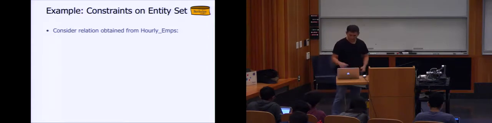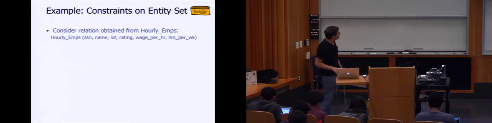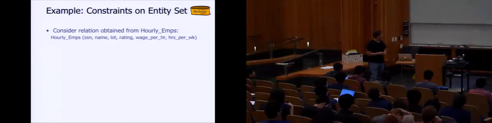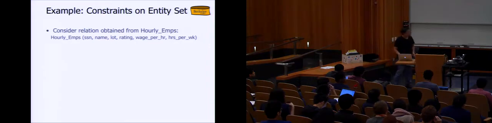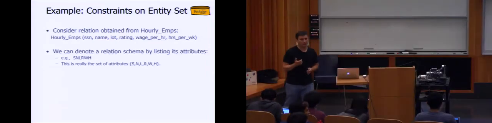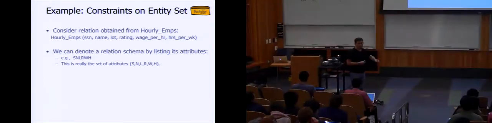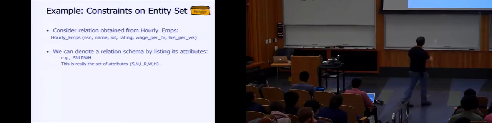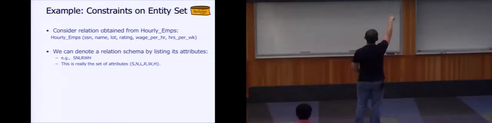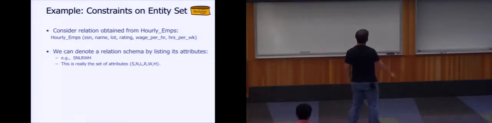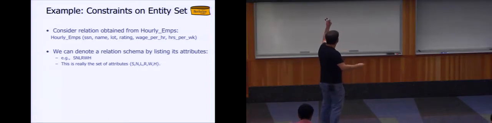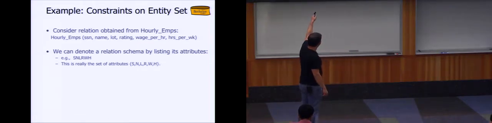Okay, so let's consider this relation that we had in the book of hourly employees. Hourly employees have a social security number, they have a name, they have a parking lot, they have a rating, they have a wage per hour, and then they have a number of hours that they work per week. Just for shorthand, we're going to write down the schema for this thing as just a string of capital letters, each capital letter corresponding to one attribute. This is going to save us a lot of writing and typing. So instead of writing SSN, name, lot, rating, wage per hour, hours per week, we're going to write down SNLRWH, which, for the benefit of making it easier to say, I will pronounce as Snillerwe.